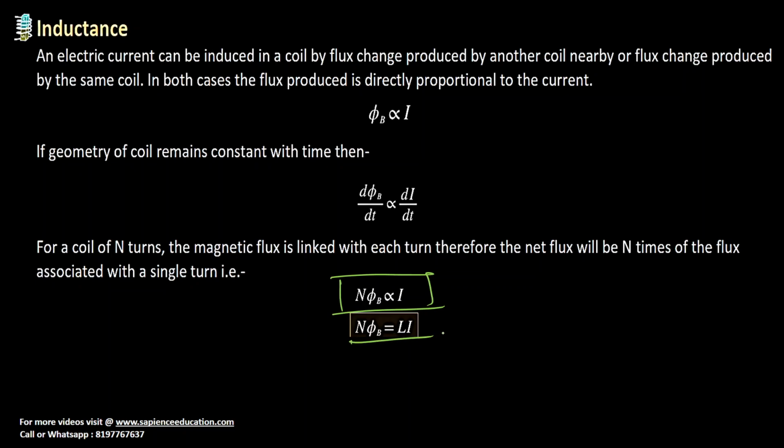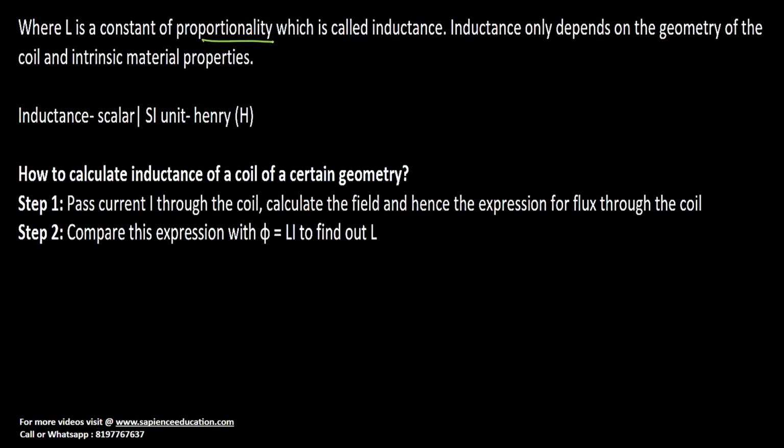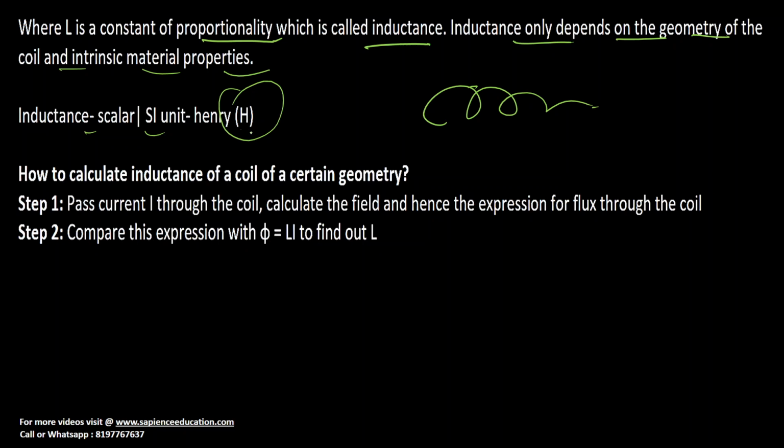So N phi B is equal to L times I, where L is the coefficient of self inductance. Sorry, the coefficient of self inductance. Okay. L is the constant of proportionality, which is called inductance, and inductance can depend on the geometry of the coil, the inducing material, and how the coil is placed. Inductance is a scalar quantity, and its unit is Henry. Okay.